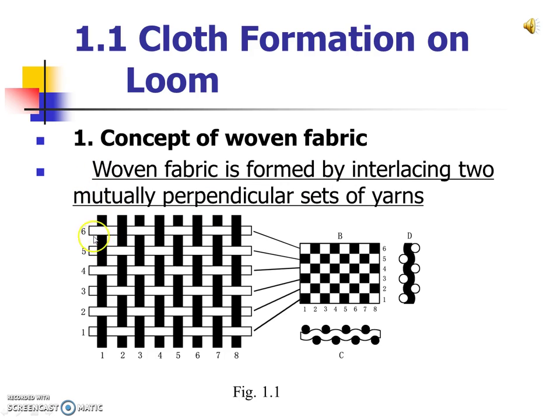Weaving is nothing but the interlacement of warp and weft yarns. It means woven fabric is formed by interlacing two mutually perpendicular sets of yarns. The vertical yarns are called the warp yarns and the horizontal yarns are called weft yarns.